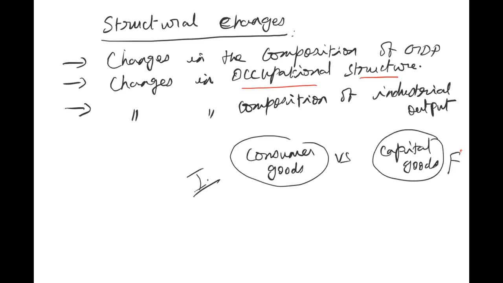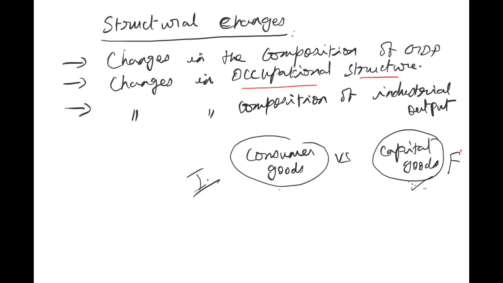In the initial stages of a country's economic development, the major percentage of the industrial output will comprise consumer goods. Only a very minor percentage will be in the form of capital goods. But if the country is in the advanced stage, the percentage of capital goods will be more compared to the percentage of consumer goods. Or in other words, out of the total number of industries a country has, the percentage of capital goods industries will be more compared to the percentage of consumer goods industries in the country.